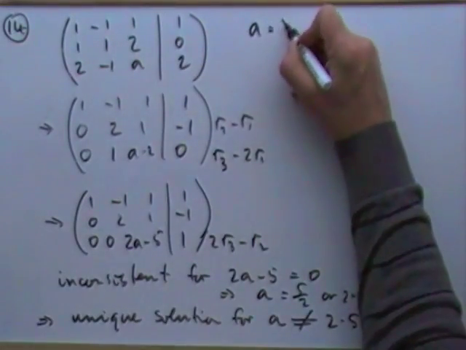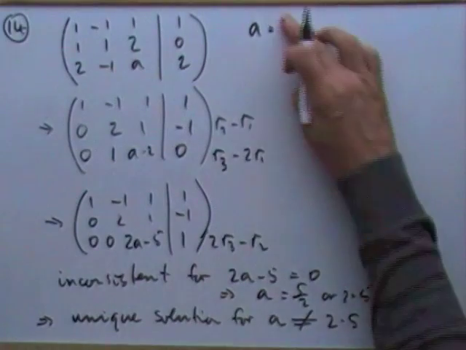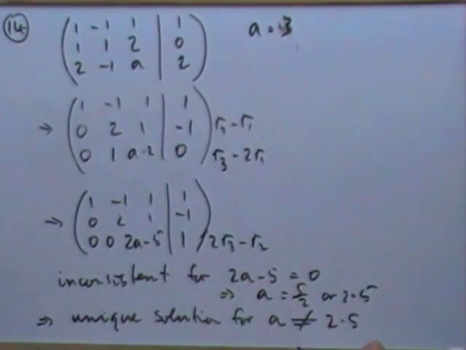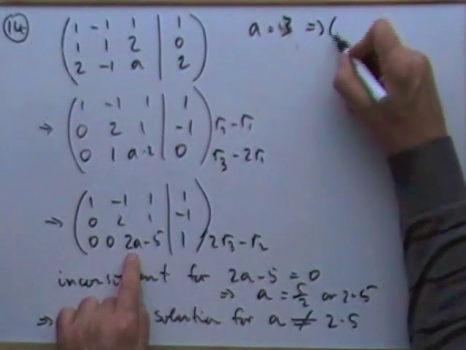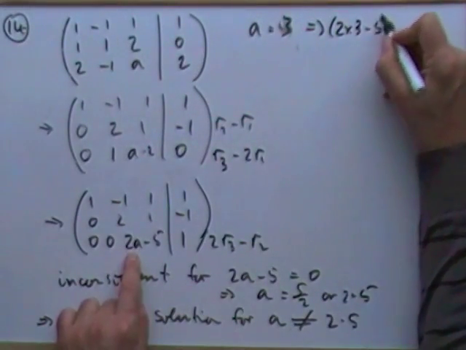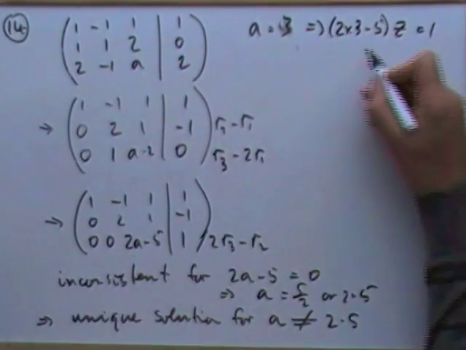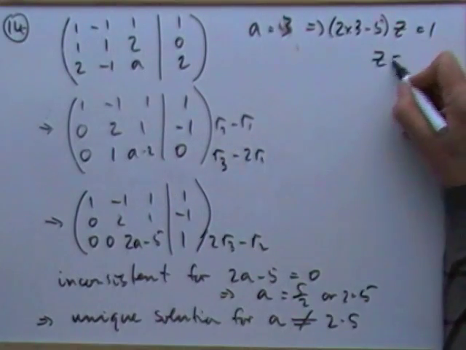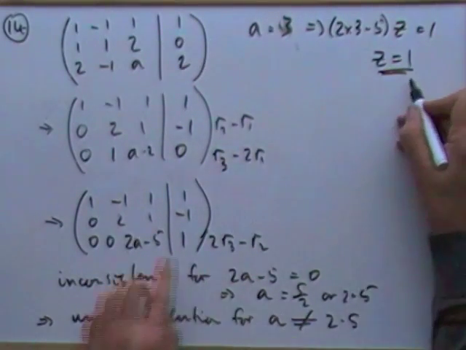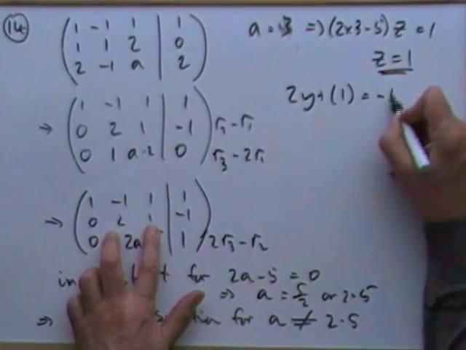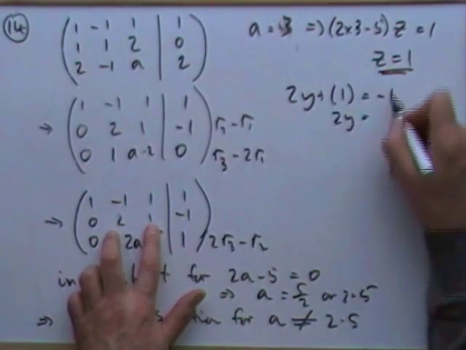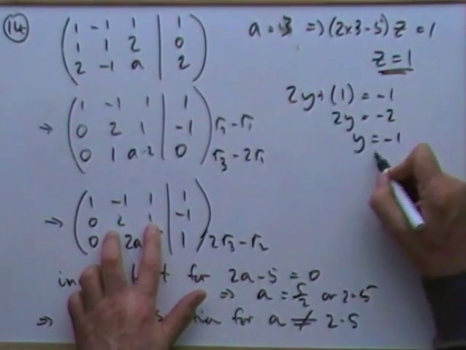Right, if a is 3, well that means you've got, I'll just put it all down, 2 times 3 minus 5, z equals 1. Well, that's just 1. So z equals 1. And if z equals 1, go back up a stage. 2y plus the z is negative 1. So 2y is negative 2. So y is negative 1.